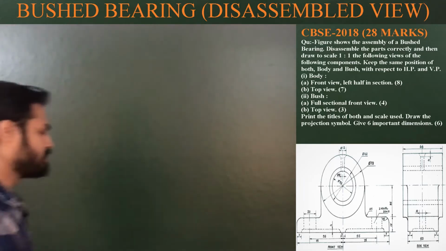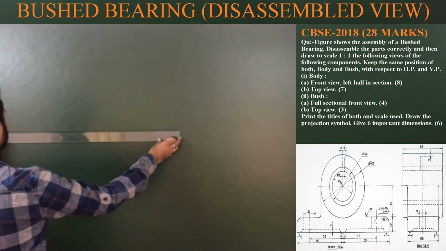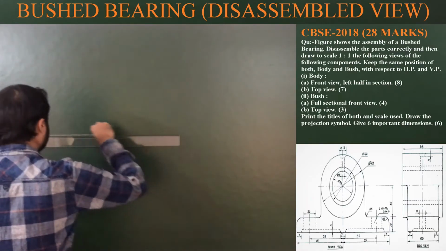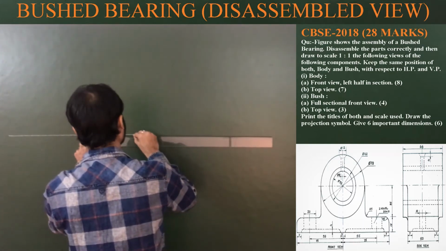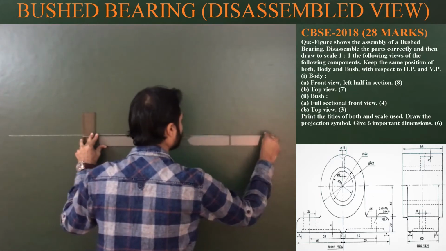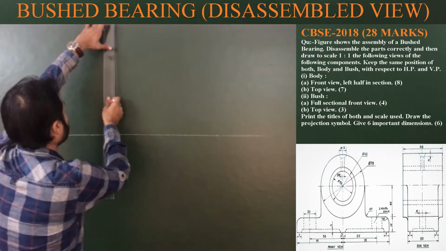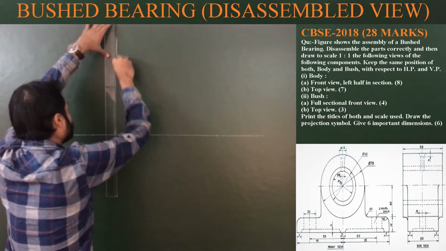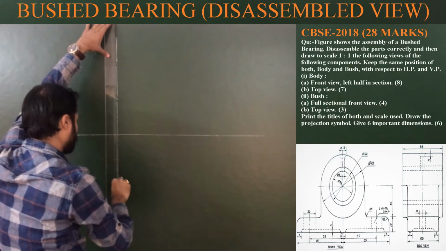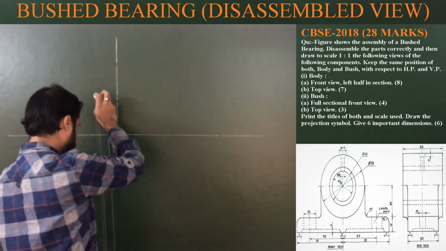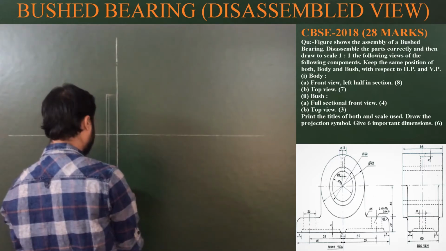Now for the body, let's try to draw its front view with left half in section. First of all, draw a reference line, the XY line, for the front view and top view. Then draw its axis for both the front view and top view. It's better to start from this point.